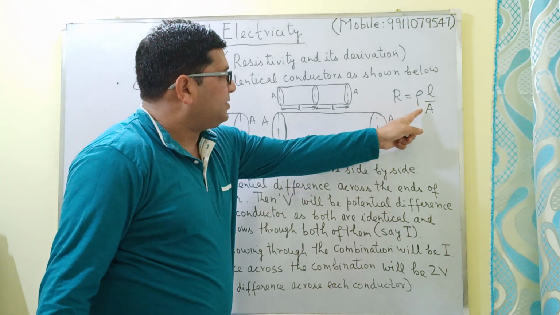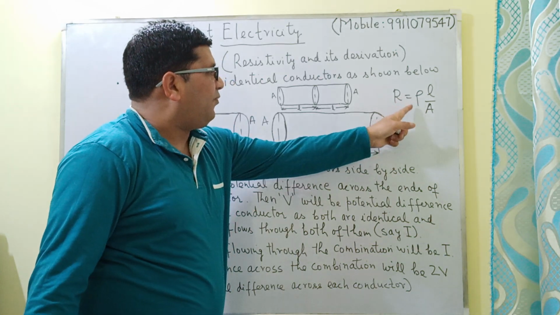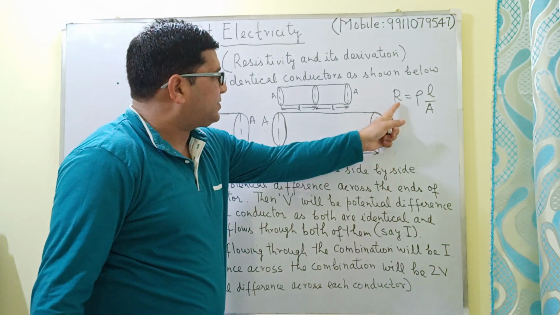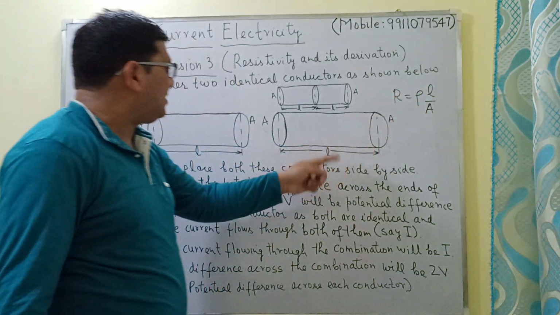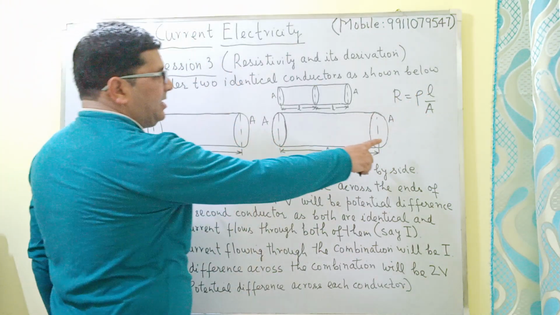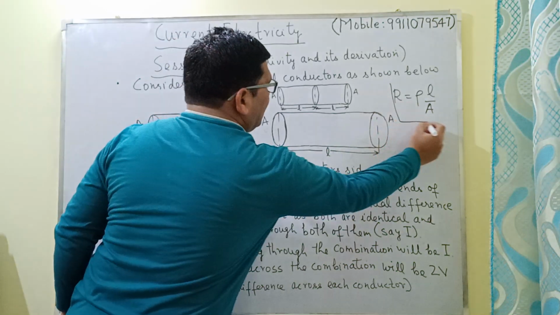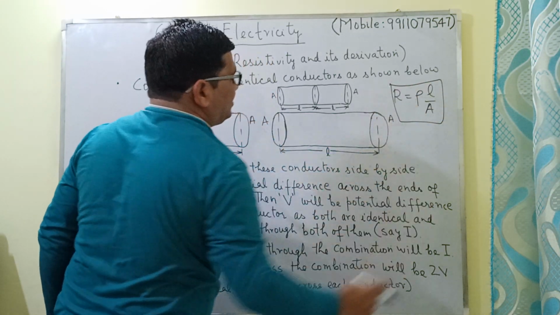with its resistivity. Rho is called the resistivity of a conductor, R is the resistance of that conductor, L is the length of the conductor, and A is the cross-sectional area. So I will be deriving this equation in this session.